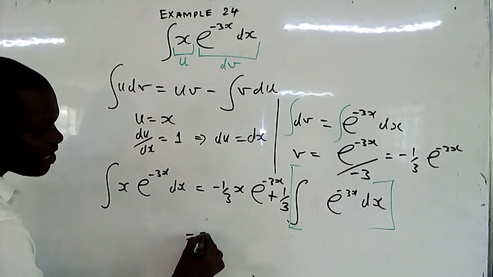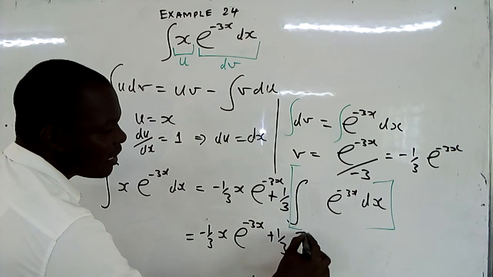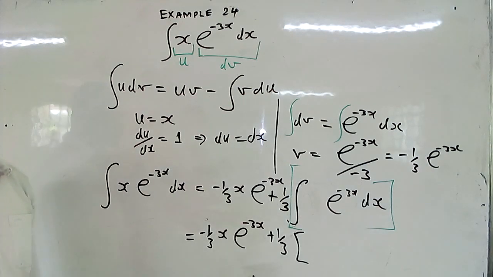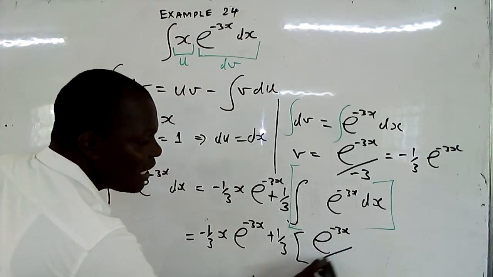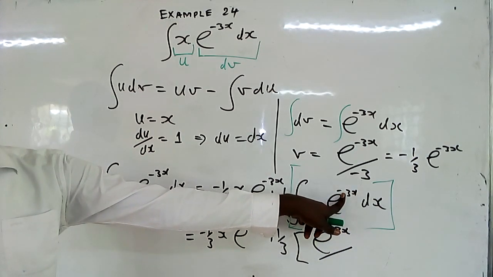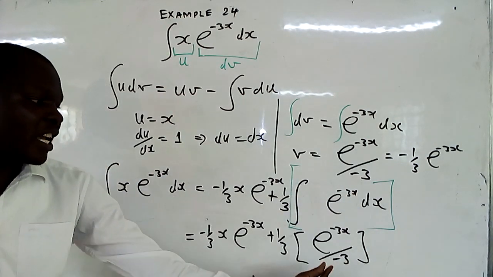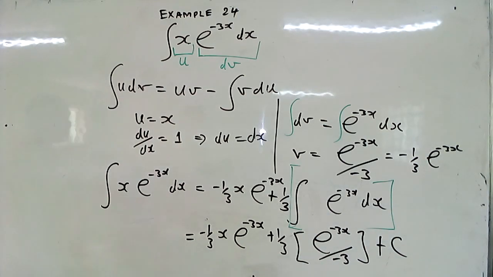So what do we have? The first part we already did: negative a third x exponential negative 3x plus a third. Then if you integrate exponential negative 3x, it remains exponential negative 3x. Then you divide by the constant of the inner function, that is negative 3. If you differentiate negative 3x, you get negative 3, so you divide. Then at the end of integration, plus c. Are you seeing you are done? You are only done when there is no integral sign on this side of the equation.